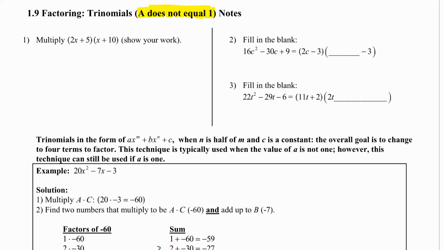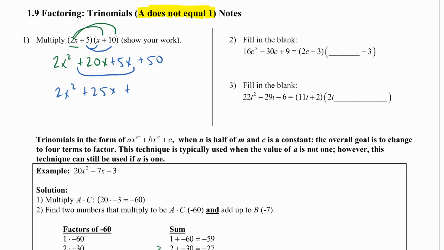So really we're looking at the opposite process of multiplying. So if we were to multiply these two, 2x times x is 2x squared, 2x times 10 is 20x. And then 5 times x is 5x, and then 5 times 10 is 50, and then we can combine like terms. So that would be 25x plus 50. So really, again, when we say factor, we're going to be given an expression, and we're going to find things that multiply to be that expression.